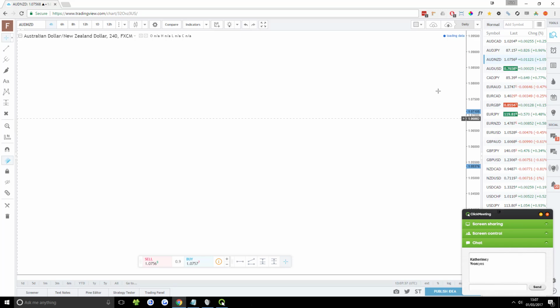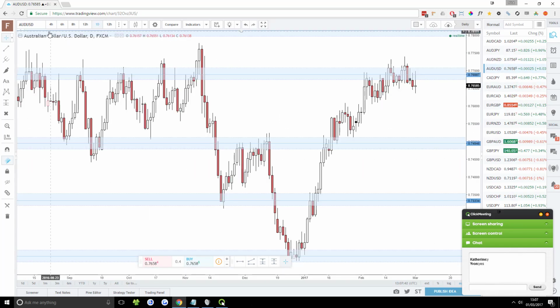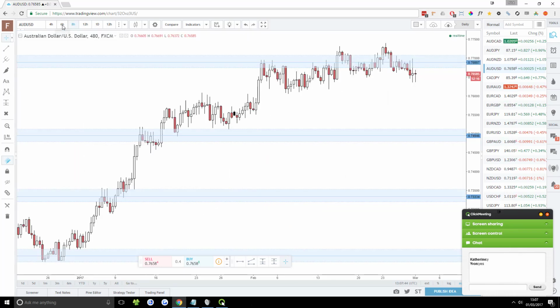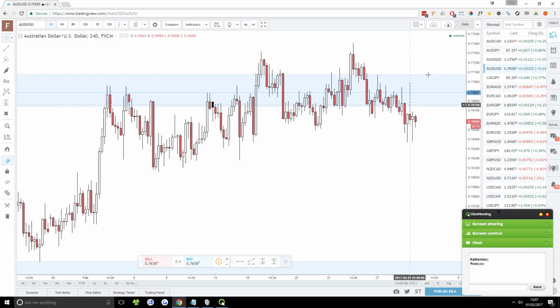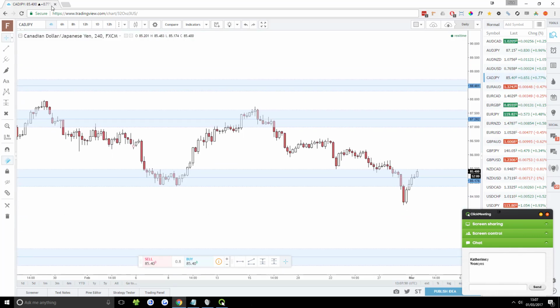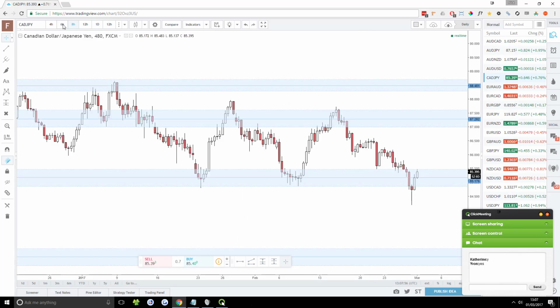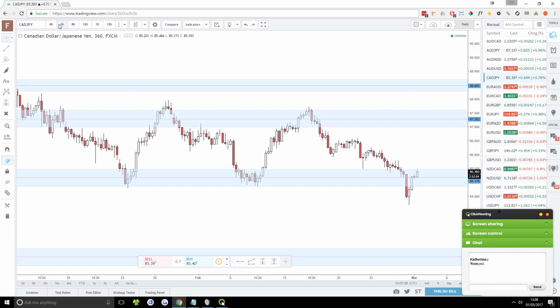Yeah, it's broken above this resistance area, so nothing really happening there. AUD/USD is ranging on resistance, so nothing really going on there. CAD JPY has dipped below the support areas, coming back up, but there's nothing really tradable here. Well, not tradable for me. It's just way too risky for me.